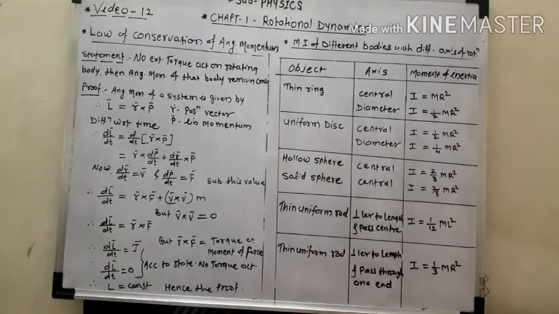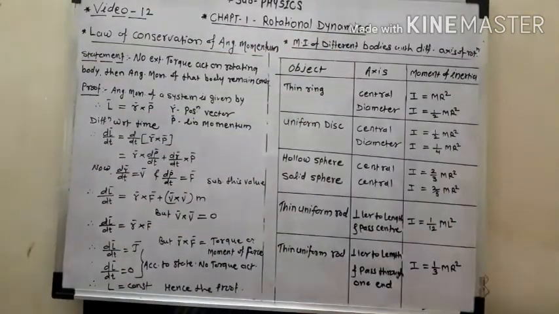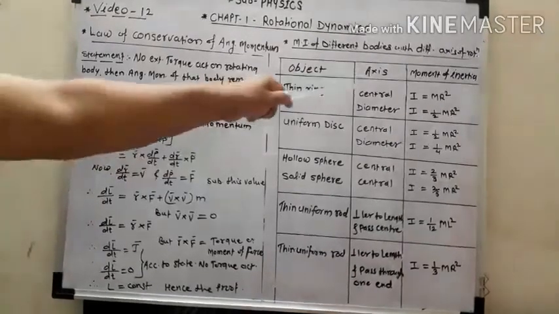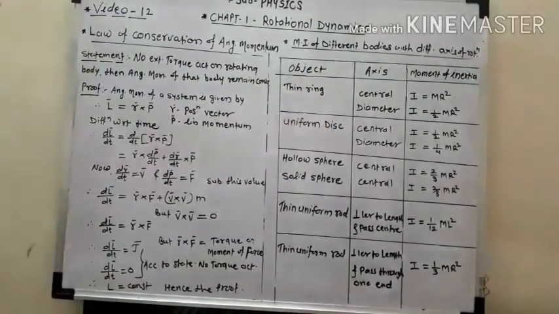In this chapter, the last point is the moment of inertia of different bodies with different axes of rotation. In your book, there is also a table with diagrams, but in this table we can write just the object, then the axis, and what is the moment of inertia. Some objects are here and we can write directly the formula for the MI of that body. We can remember this for your numericals and also CET, JEE, NEET exams. These formulas are very important.